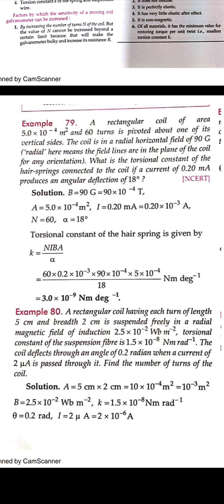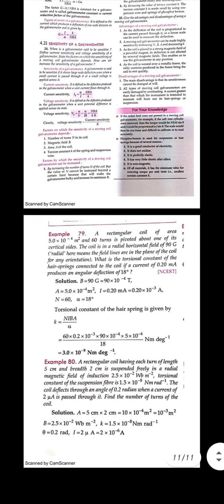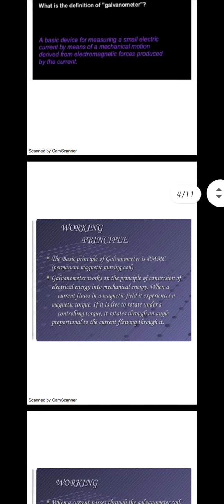Numericals of this type will be asked. The only formula we have used is K equals NIBA upon alpha, or G equals K upon NBA. For current and voltage sensitivity, the current sensitivity was alpha upon I, and the voltage sensitivity was alpha upon V, which equals K upon IR. So these are the values for the torsional constant, number of turns, and different sensitivities of the galvanometer.